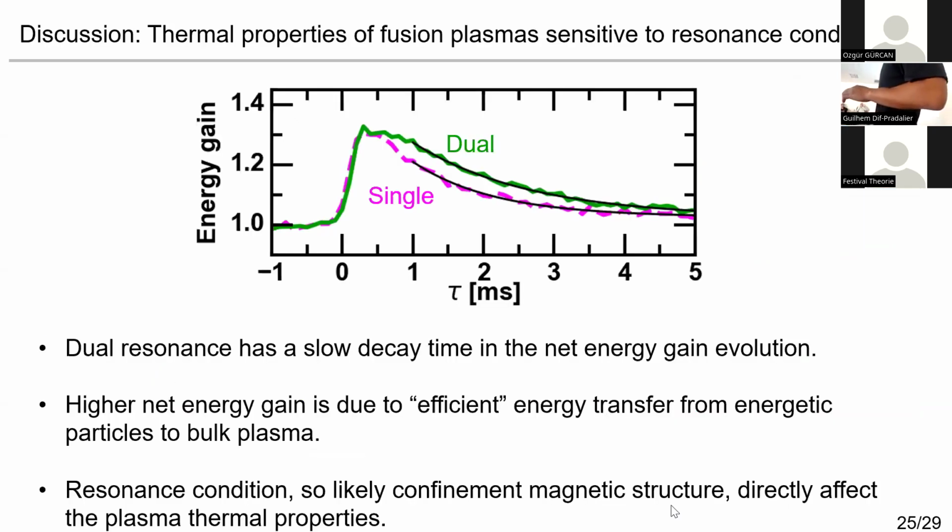Somehow the properties of fusion plasma are sensitive to the resonance condition. So this is the time evolution of the net energy gain for the single and dual resonance cases. Of course, we have both positive and negative tails. The dual resonance has a better energy gain compared to the single resonance. This higher net energy gain, due to efficient energy transfer from magnetic energetic particles to the bulk plasma, is a signature of the dual resonance. So the resonance condition, and likely the confinement magnetic structure, directly affects the plasma thermal properties.